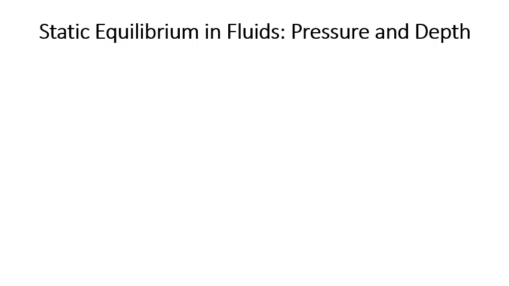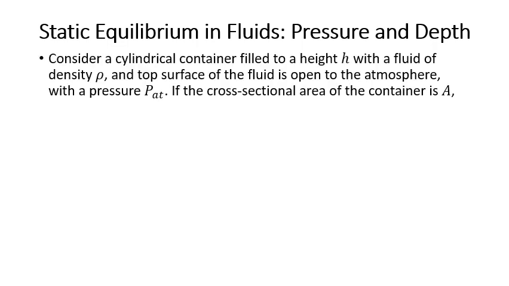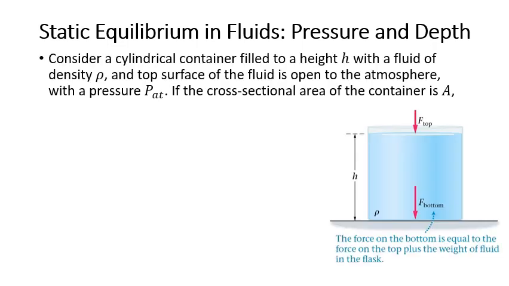Okay, let's talk about static equilibrium in fluids, and here we're going to talk about pressure and depth. So let's consider a container which is filled with fluid to height h, and the density of the fluid is rho. Here, if you consider the top surface, we can consider this the cross-section, and this cross-sectional area is A. And the bottom also has the same cross-sectional area. So this is area A.